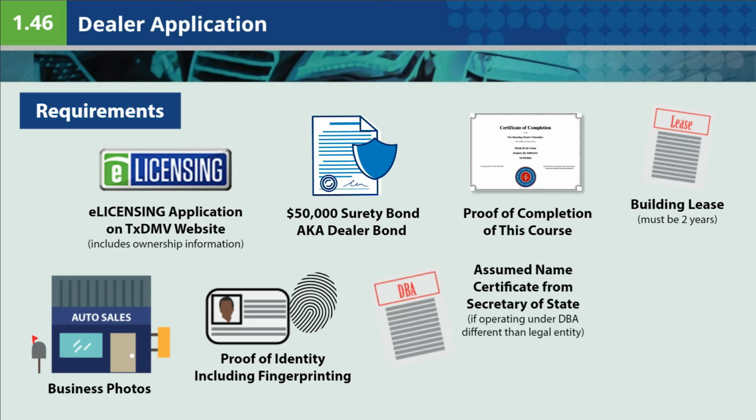If you plan to use an assumed name or doing business as DBA name, which is a name different than your legal entity, then you'll need to provide the assumed name certificate. Sole proprietors and general partnerships can obtain the assumed name certificate from the county clerk's office in the county where the business is located. All other entity types will need to obtain an assumed name certificate from the Texas Secretary of State. You'll also need to provide your certificate of filing from the Texas Secretary of State, although this does not apply to those applying as sole proprietors or general partnerships.